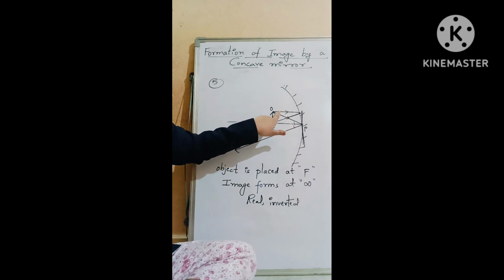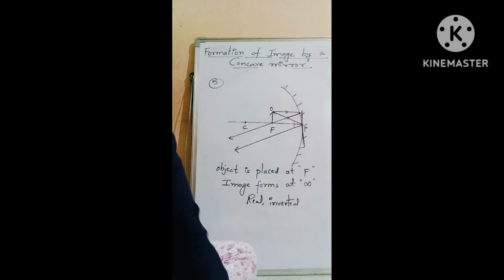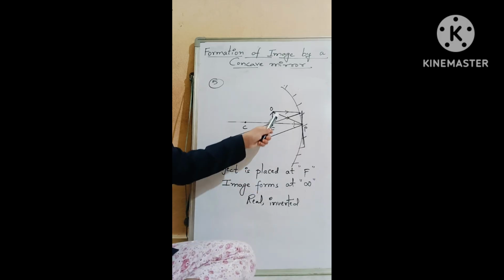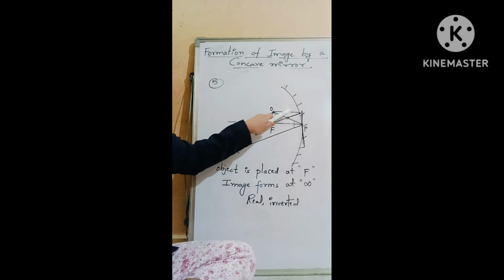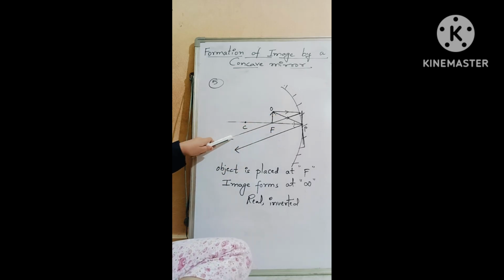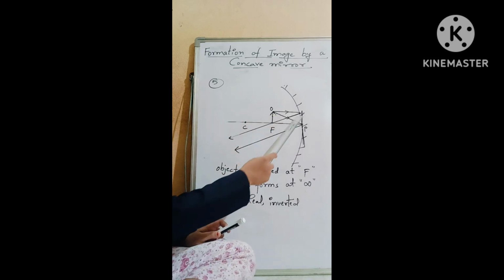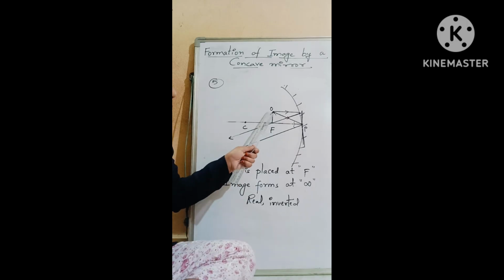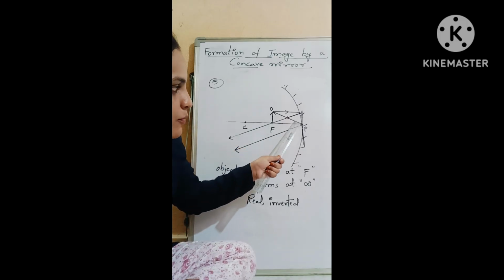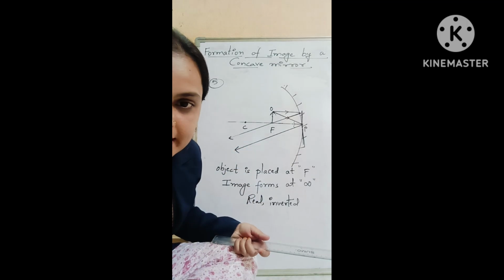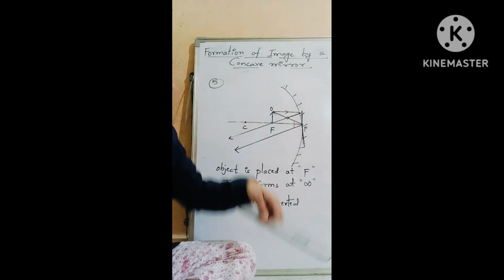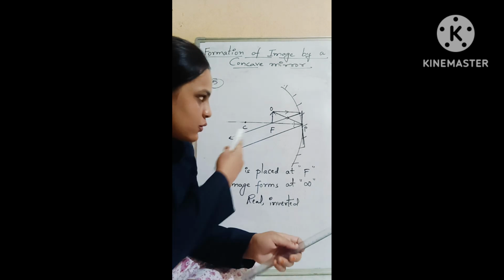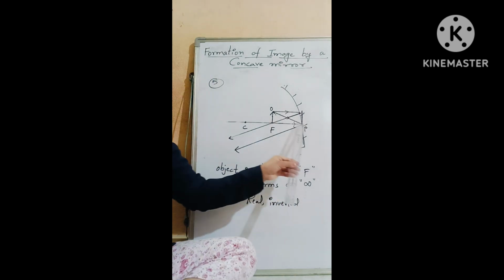Okay, so one ray is parallel to the principal axis and one ray is passing through the pole. We know that the ray passing parallel to the principal axis, after reflection, passes through the focus. Now coming to the ray passing through the pole, I don't have any other choice, but I could take a ray passing through the center of curvature, but you won't be able to understand. So I took the ray passing through the pole.